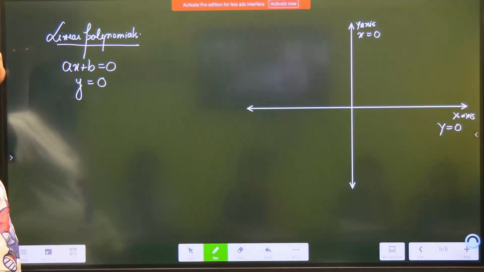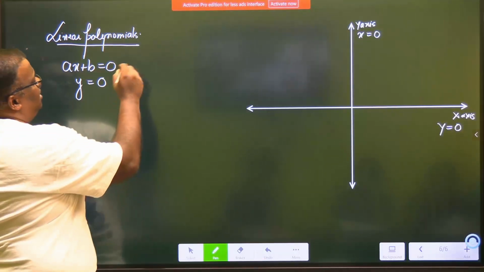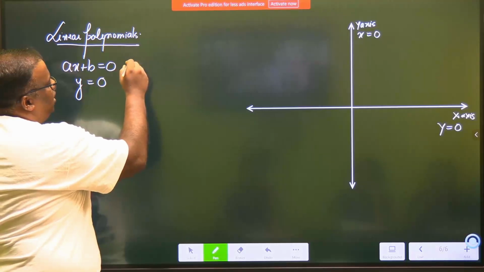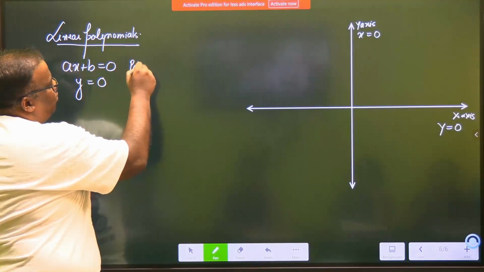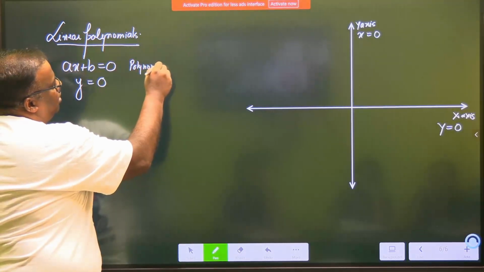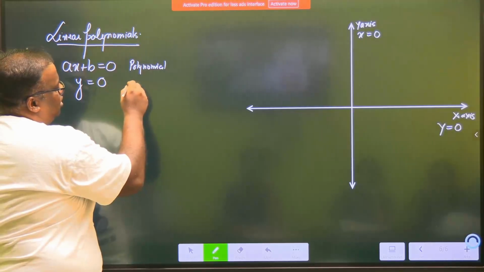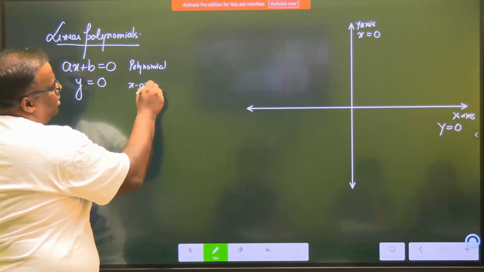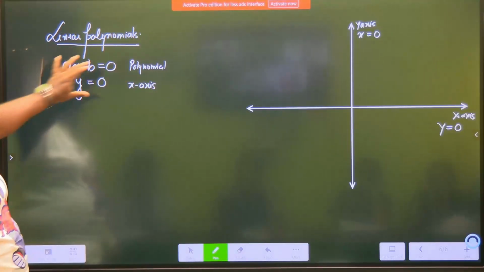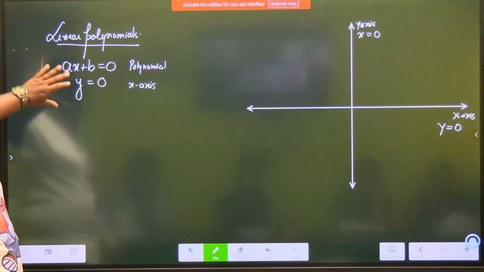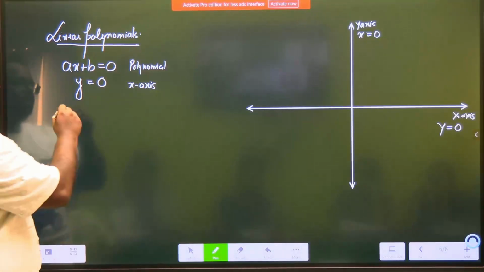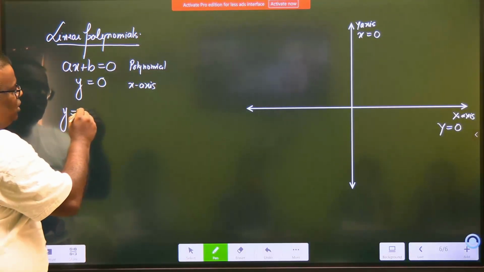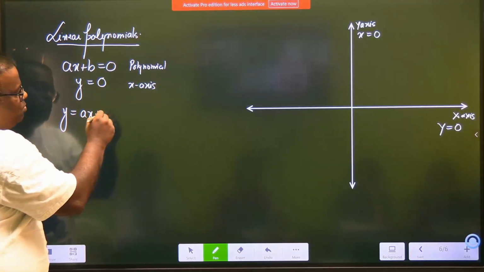Understood? Which means this is the given polynomial, and this is the x-axis. Both the right hand sides are same. Can I club the left hand sides? And this forms your polynomial equation y equal to ax plus b.